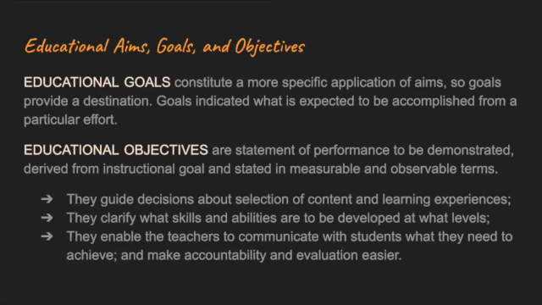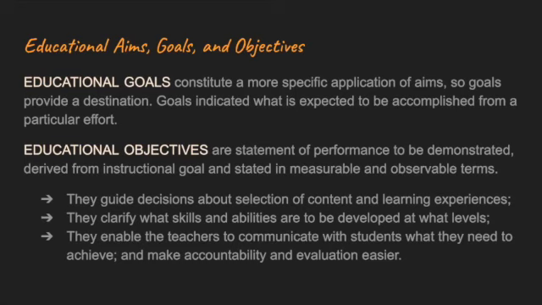The next is educational objectives. These are statements of performance that the student should be able to perform and demonstrate, and this is derived from the instructional goal as stated in measurable and observable terms. The point to be emphasized is that it is an objective if it is measurable and observable. If you cannot measure that, if you cannot observe that, then that could probably be an example of a goal or an aim. Educational objectives guide decisions. They clarify what skills and abilities need to be developed by the students, and they enable the teachers to communicate with students what they want to achieve. It is not just anything, just to graduate. No. They must have specific objectives. They must be able to do something in particular and specifically.